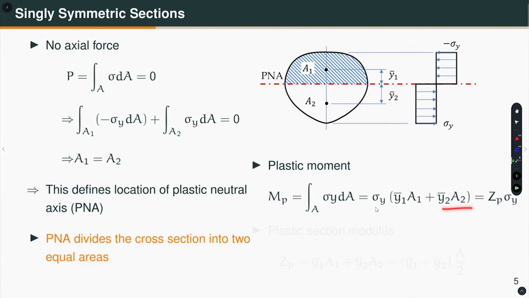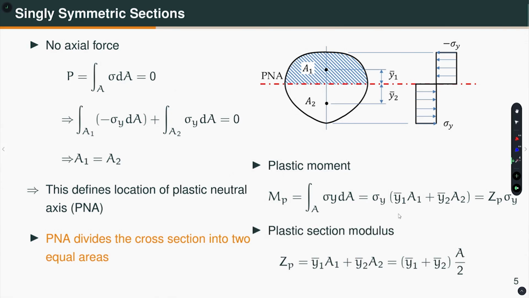So, this is what I get, and this is my plastic moment, which we write as Zp sigma y, where Zp is called the plastic section modulus. That means plastic section modulus is basically y1 bar A1 plus y2 bar A2. Here y1 bar is the centroid of the top area from the plastic neutral axis, and y2 bar is the centroid of the bottom area from the plastic neutral axis. Alternatively, I can also write this as (y1 bar plus y2 bar) times A by 2, because A1 is equal to A2, as simple as that.